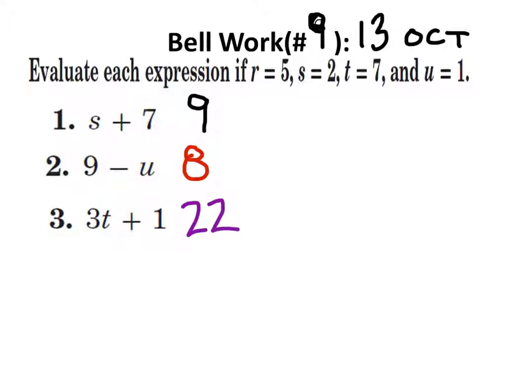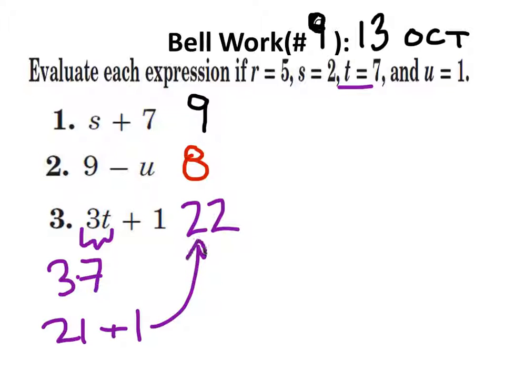22. Yes. Let me show you why it is 22, okay? 3 times t, t is 7, is 21. Plus 1 is 22. Okay, before we move on to the next part, it's important for you guys to understand that you cannot combine letters or terms with letters with just numbers, okay?